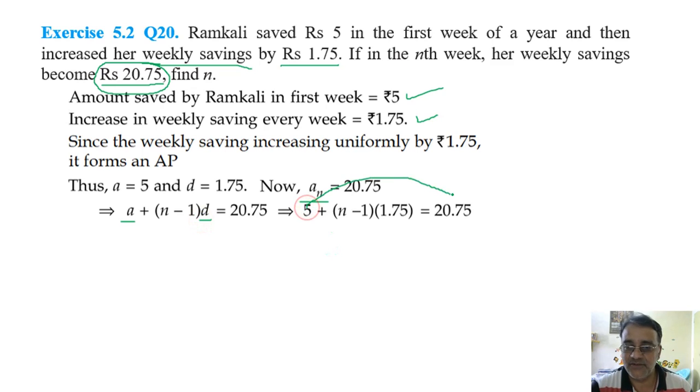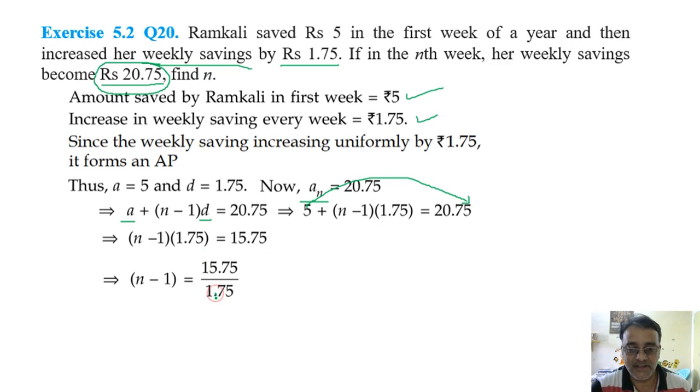Now shift 5 to this side, minus 5. So 20.75 minus 5, you will get 15.75. Now n minus 1 is equal to 15.75 divided by 1.75. So multiply both by 100 and the decimal will go away, right?